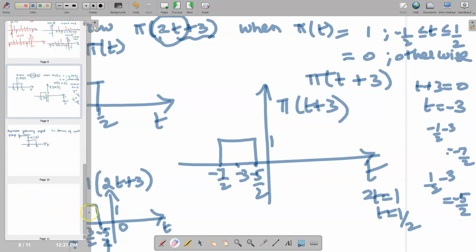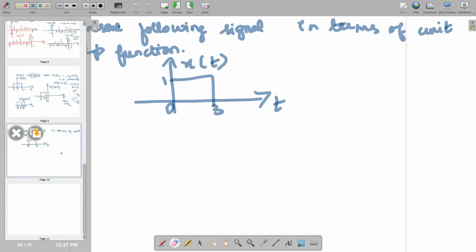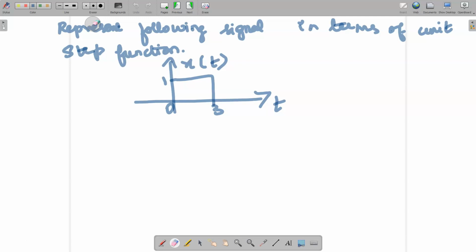And the last 2 marks. Represent the following signal in terms of unit step function. Previously they gave the equation and you needed to draw the diagram. Here the diagram has been given, and we need to represent it as an equation. So, first of all, looking at the diagram, how can I represent it?